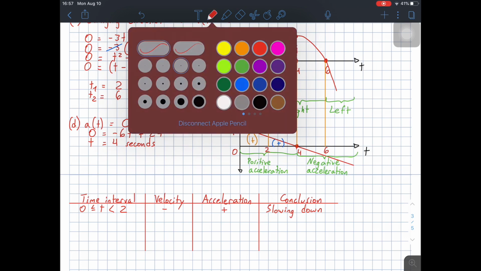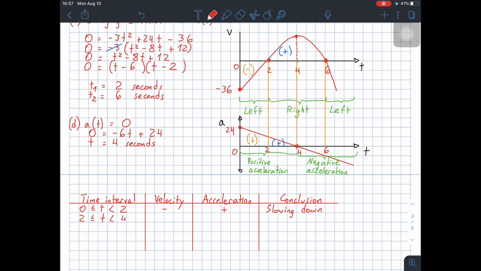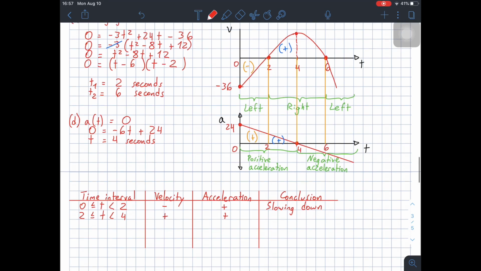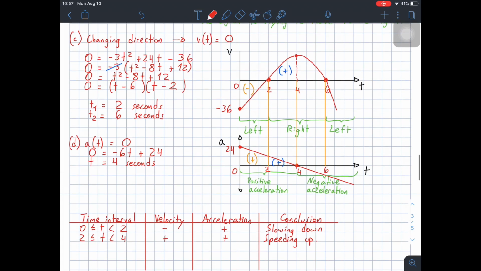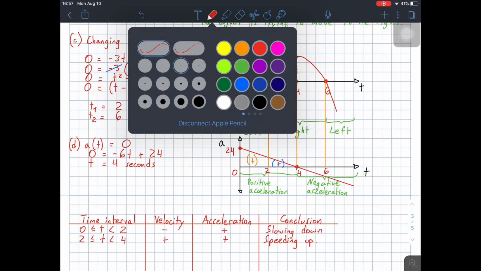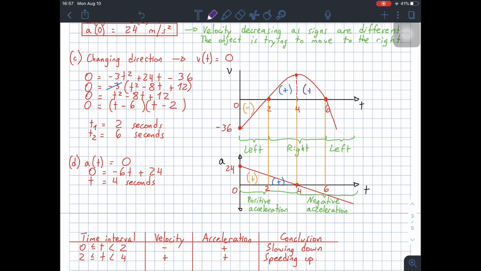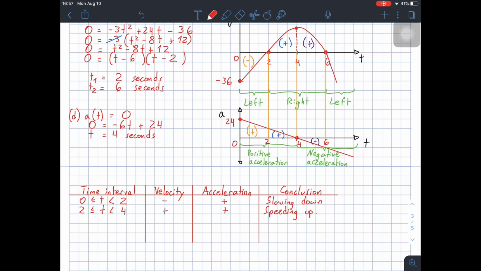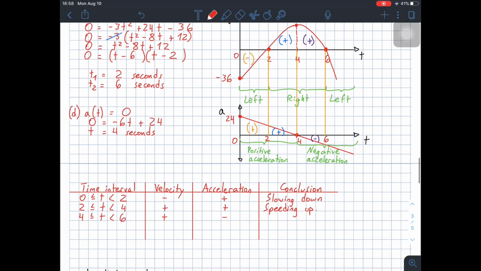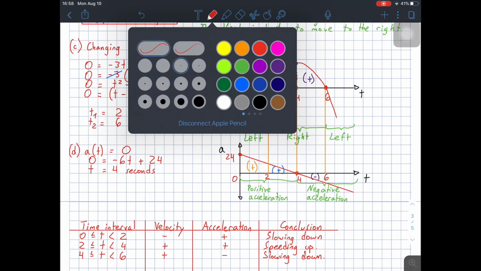So from 2 to 4 seconds, velocity is positive, and acceleration is also positive. That means that for that interval, from 2 to 4 seconds, the object is speeding up. Then if we analyze, let me do this with purple, from 4 to 6 seconds, my velocity is positive, and my acceleration is negative here, right? It's a negative value. That means that the object is slowing down.